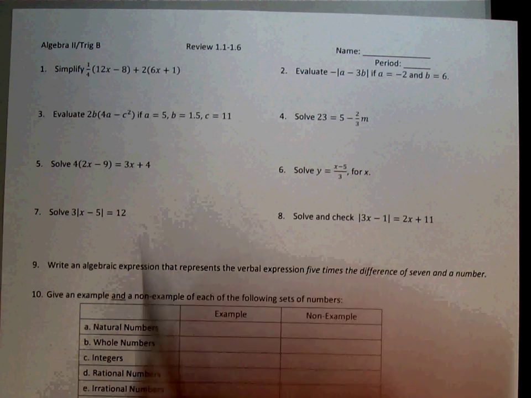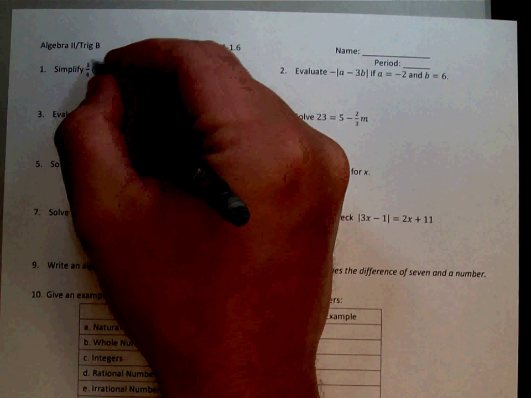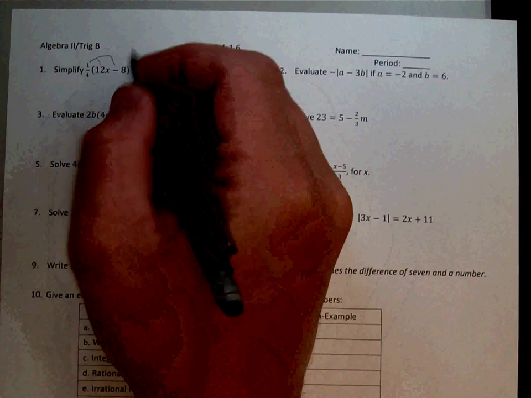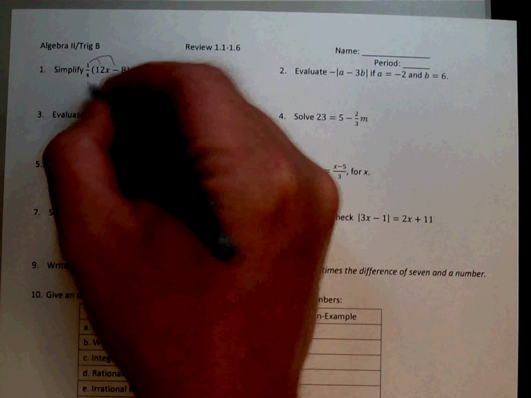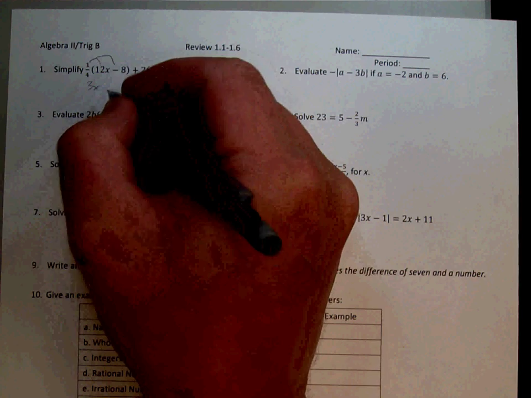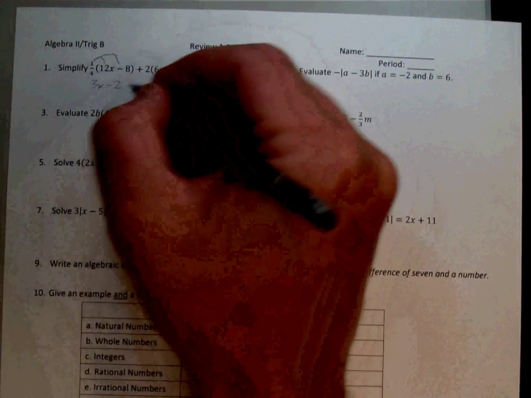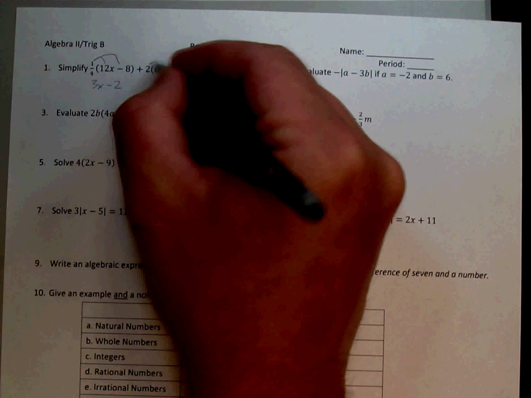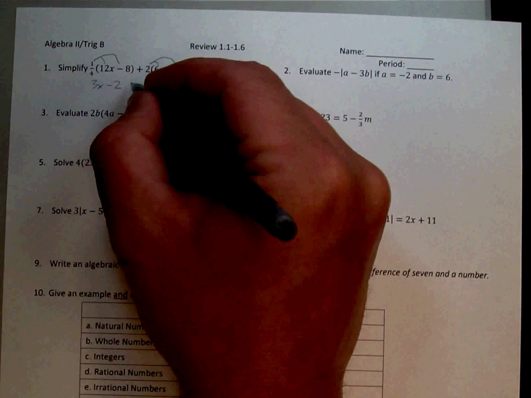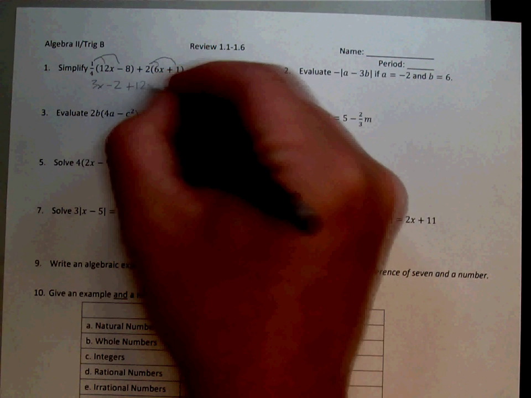All right, number one, we have to distribute 1/4 to the 12x and the negative 8. A fourth of 12 is 3x. A fourth of 8 is 2, so I get minus 2. And then I have to distribute the 2 to the 6x and the 1, so plus 12x plus 2.